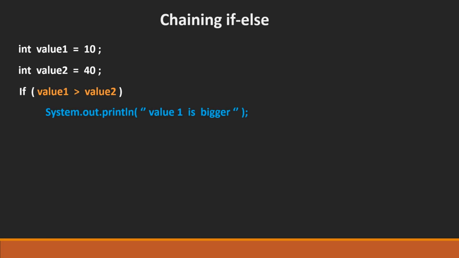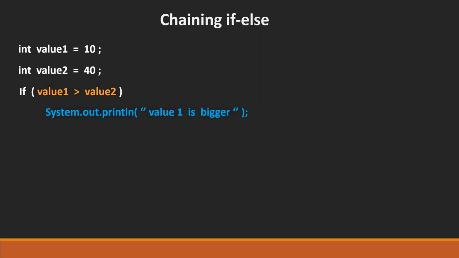So let's look at a simple example. Again, we have two variables here, value 1 and value 2. I'll start with my if to check to see if value 1 is greater than value 2. Now in this example, that's not the case. Value 1 has a value of 10, value 2 has a value of 40.